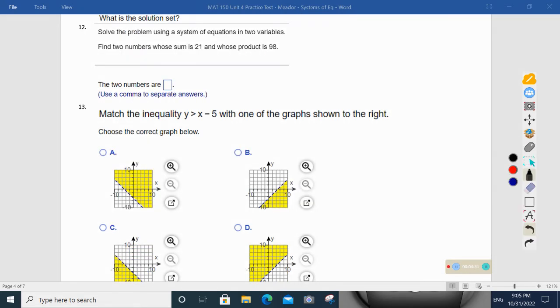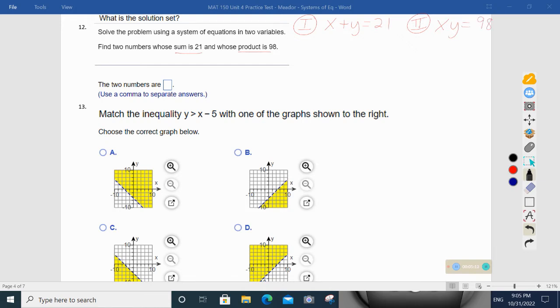All right, question number 12 says solve the problem using a system of equations in two variables. Find two numbers whose sum is 21 and whose product is 98. So we have two numbers. That means we've got to have two equations. A sum means add. So if you add some number x plus some number y, it equals 21. The second equation is about a product. When you multiply x times y, you get 98.